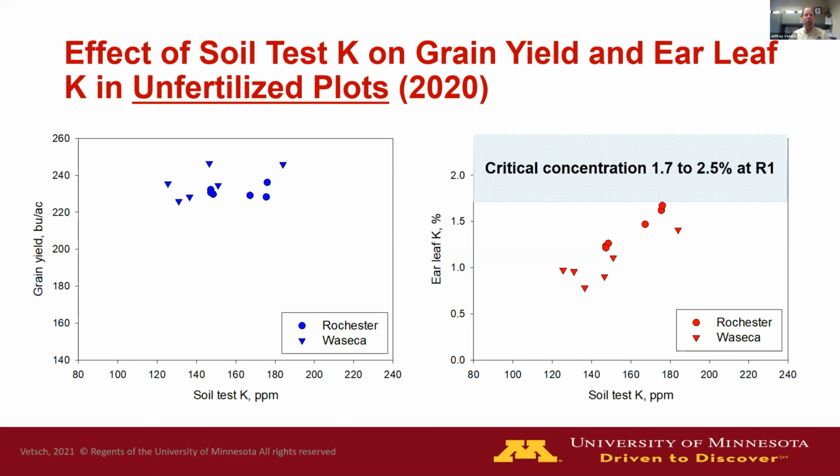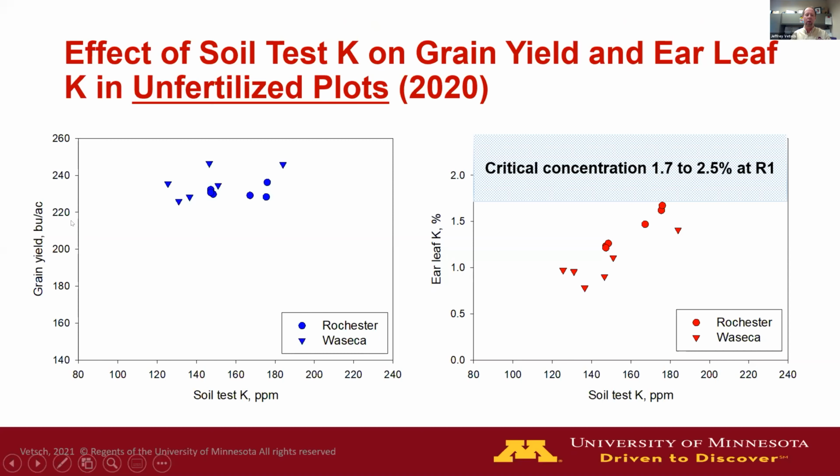So these charts are looking at, we used 6 treatments in the previous chart that were fertilized. These are the other 6 treatments that did not get fertilized in 2020, but will be fertilized for the 2021 growing season. The purpose of this is to look at the response to soil test K for both grain yield and ear leaf K.